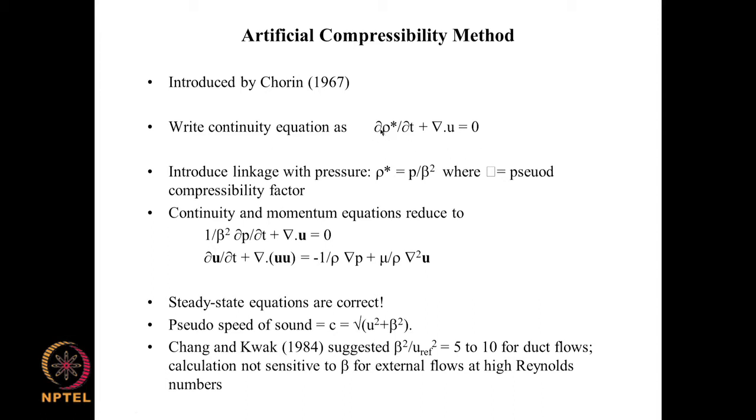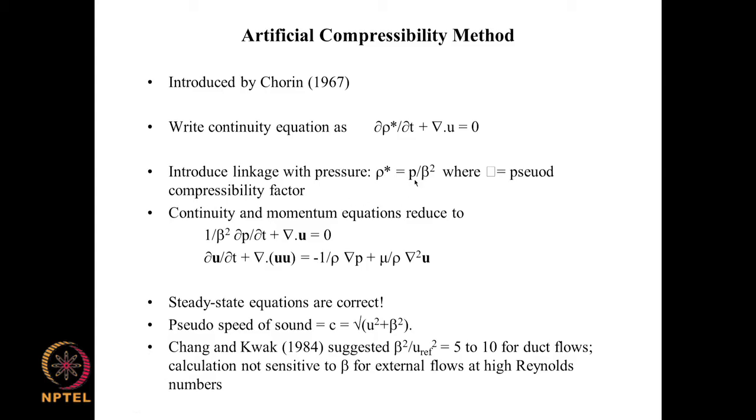You have partial rho star by partial t plus del dot u equal to 0, and you define rho star as P, the pressure, divided by beta squared, where beta is the pseudo compressibility factor.